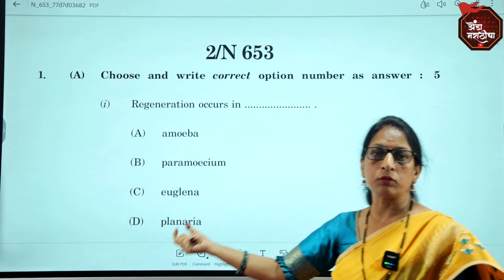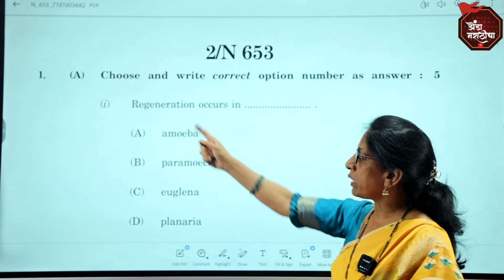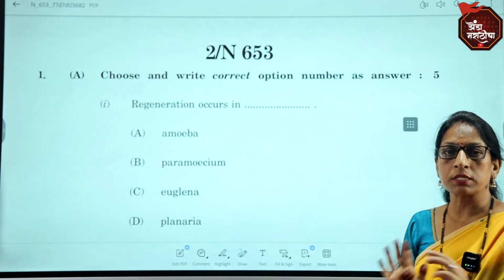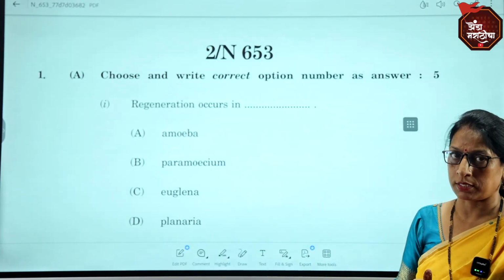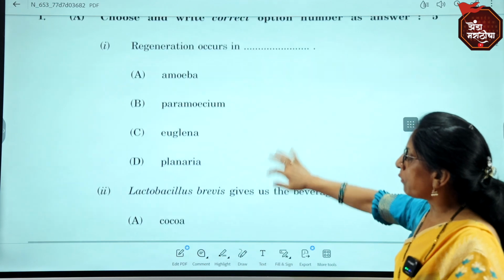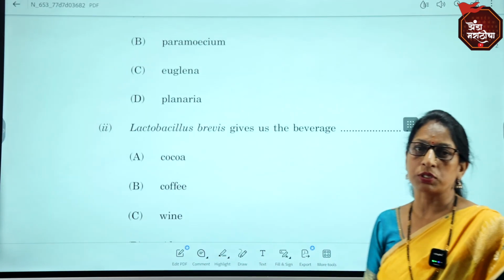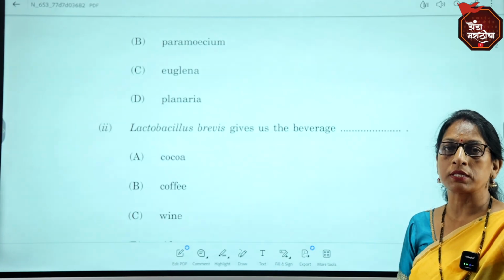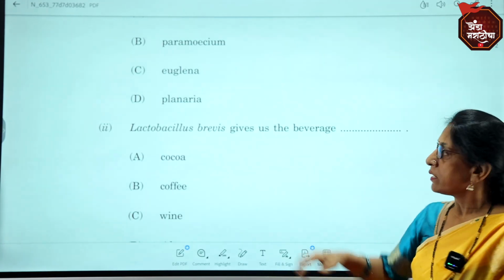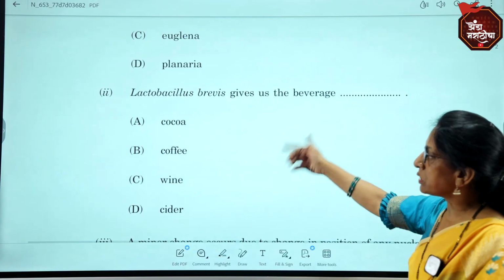So what do you have to write? You have to write the answer as question number 1A, D. This is the way you have to write this answer. Then you move to the next questions. But when you answer these questions, you have to give the proper answers in the proper order. Then we move to the next question, and so on.